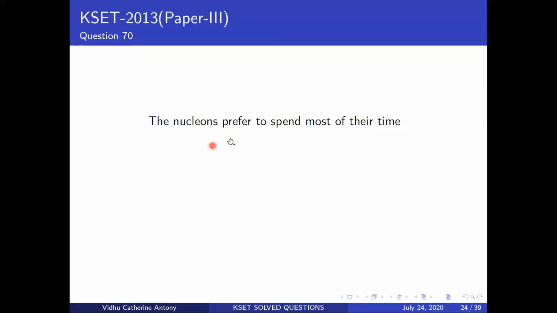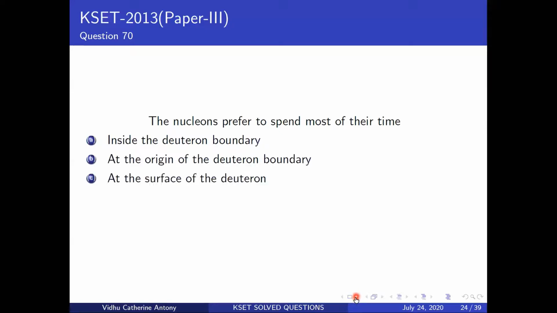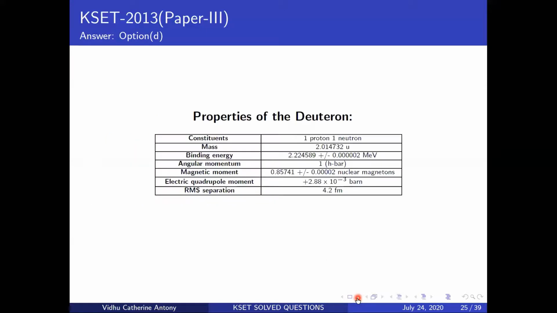Let's look at this. The nucleons prefer, there's a lot of nuclear questions coming up. So if you don't understand, it's fine. Just listen. The nucleons prefer to spend most of their time inside the deuteron boundary, at the surface of the deuteron boundary, and outside the deuteron boundary. I'm going to explain this to you diagrammatically. What you see is the wave function extends outside the potential well for your deuteron. We will look into this.